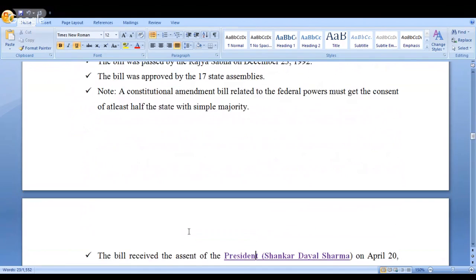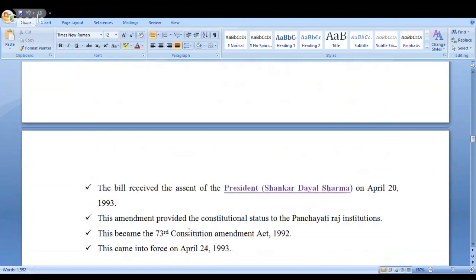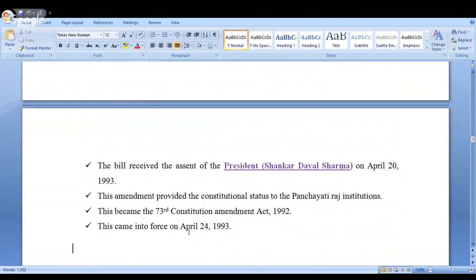Next. Look at this. Bill received the assent of the President Shankar Dayal Sharma on April 20th, 1993. This amendment provided the constitutional status to the Panchayati Raj. This became the 73rd Constitutional Amendment Act of 1992, and this came into force on April 24th, 1993.